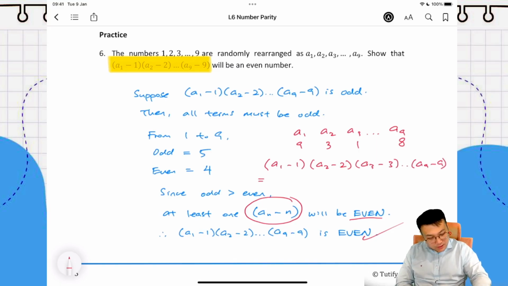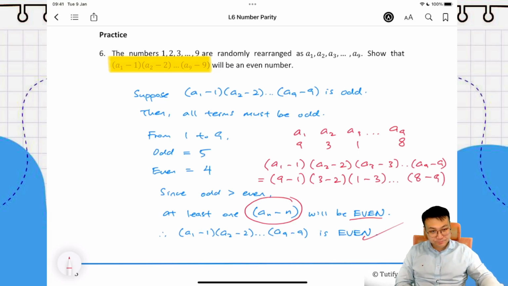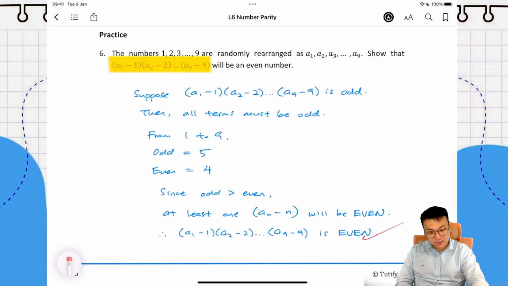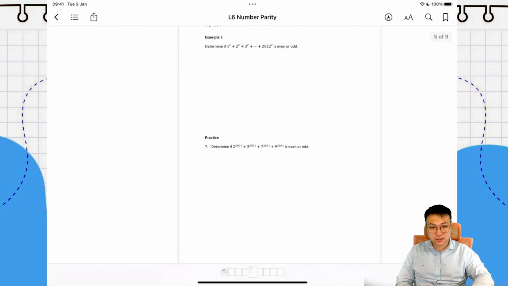So if I say that A1 equals 9, that means I'm taking 9 minus 1. If A2 equals 3, then I'm taking 3 minus 2. If A3 equals 1, then I'm taking 1 minus 3. All the way until if A9 equals 8, then 8 minus 9. So we're just randomly assigning numbers to A. Okay, Julian? So the letter A is like algebra. It's like the letter X. X can be any number, right? It's just using the letter A this time round. Okay, let's try the next question.